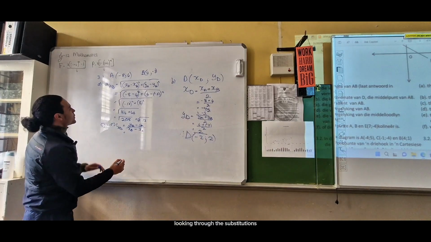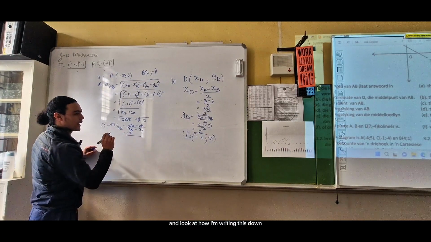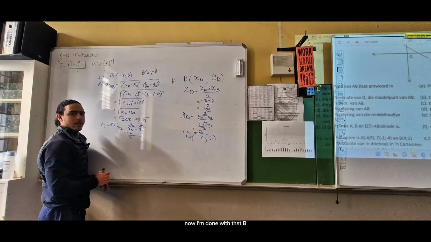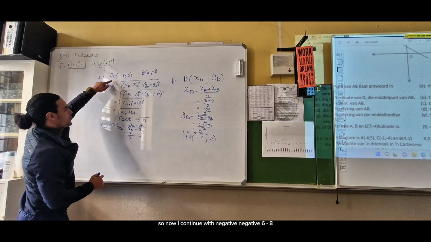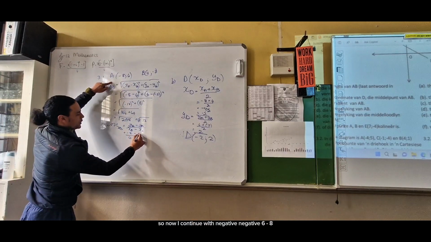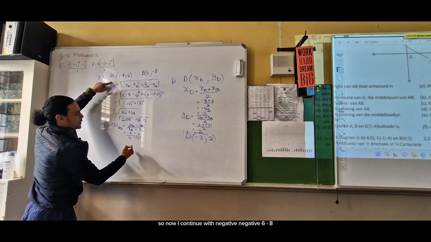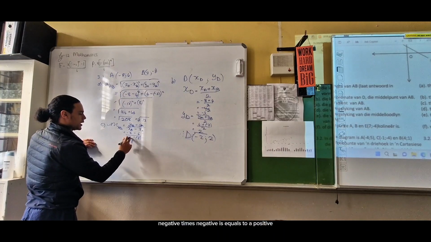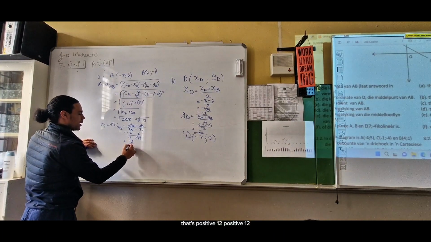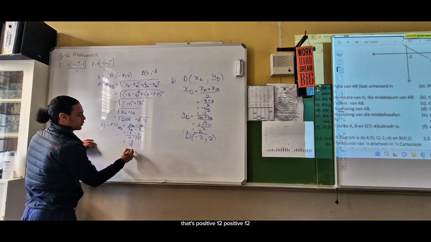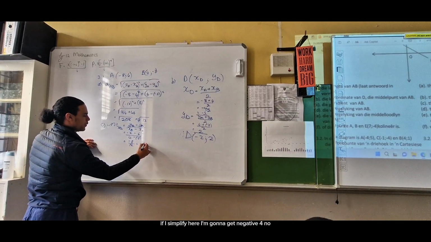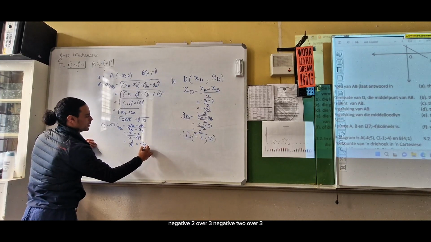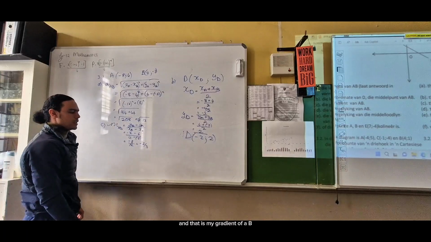Future South Africans, we're going to do the substitutions. That's going to be -2, and look at how I'm writing this down. I'm writing -2 and 4. Now I'm done with that B, so I continue with negative, negative 6, -8. Simplification: -2 minus 6 is -8. Negative times a negative is a positive, that's positive 12. If I simplify, I get -2 over 3, and that is my gradient of AB.